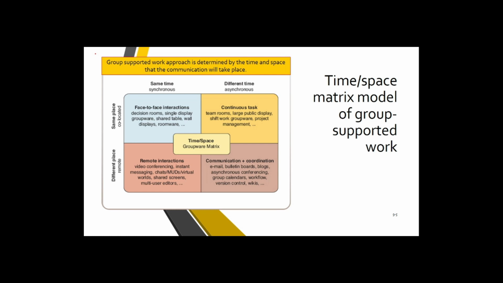Selection of the collaborative approach is very much affected by our decision on how the communication between the users should happen. The decision matrix as shown on the screen is divided into 4 spaces. The first one is same place and same time. For this kind of situation, face-to-face interaction is more suitable, where a single decision room is used with a single display groupware, a shared table and a wall display, so everyone has the same interface when discussing or interacting with each other.